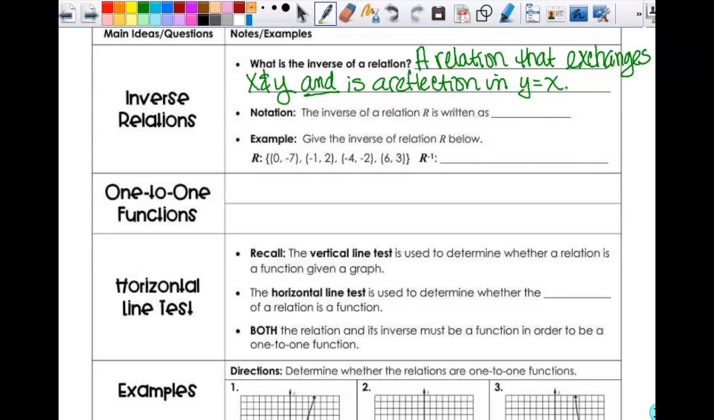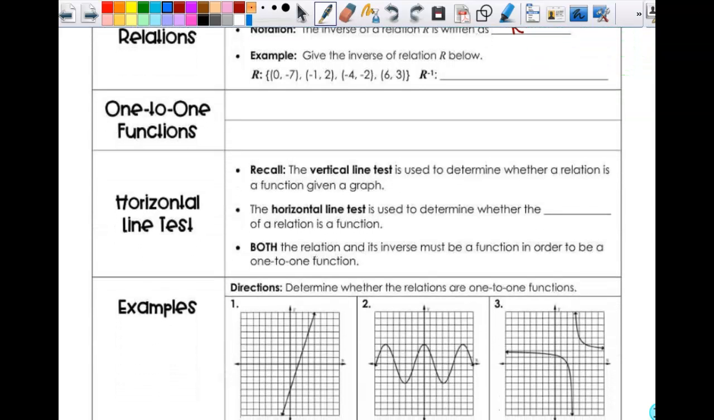Okay, so our notation for that, if I have this relation, the inverse looks like it's to the -1 power, but it's not. You don't say r to the -1. It'd be the inverse relation. Since literally all we are doing is exchanging x and y, if you have a relation just as a set of ordered pairs, it is super easy to figure out.